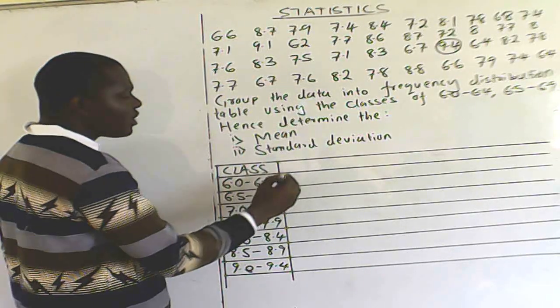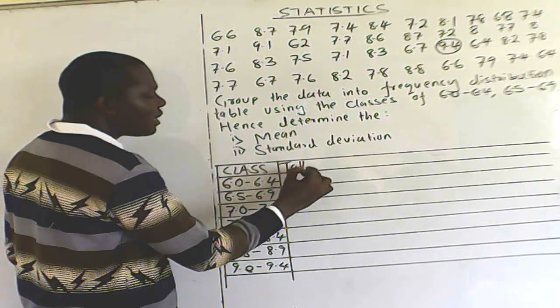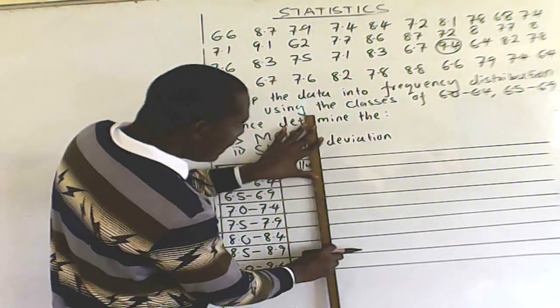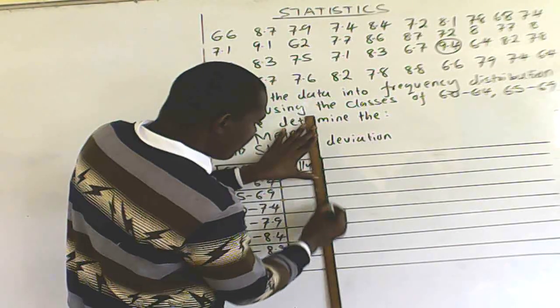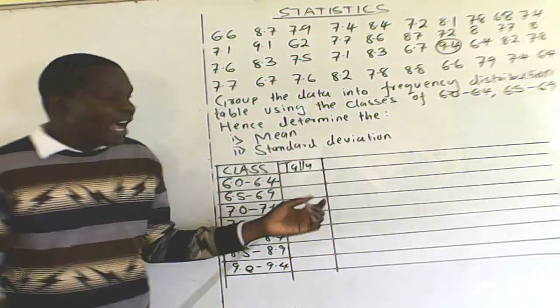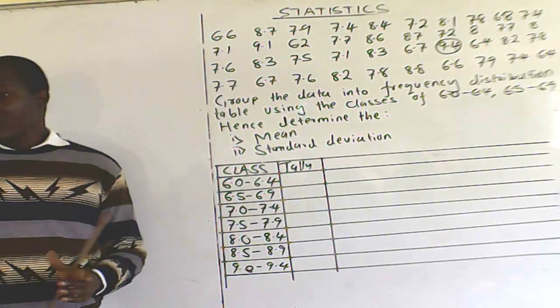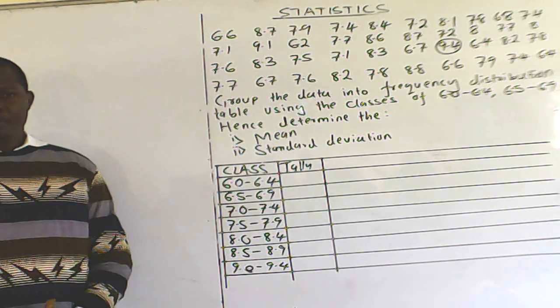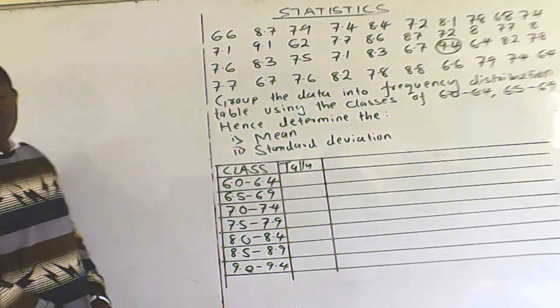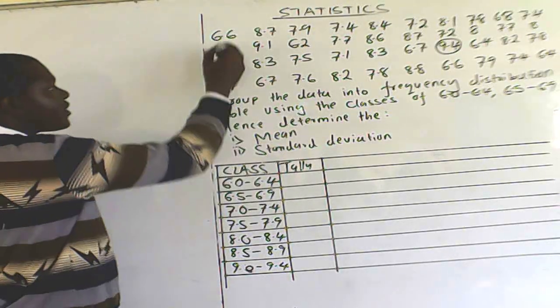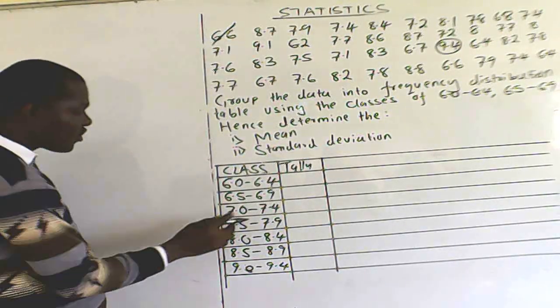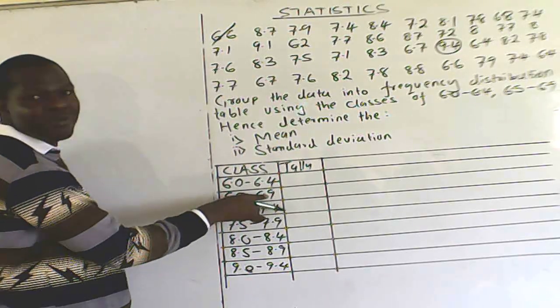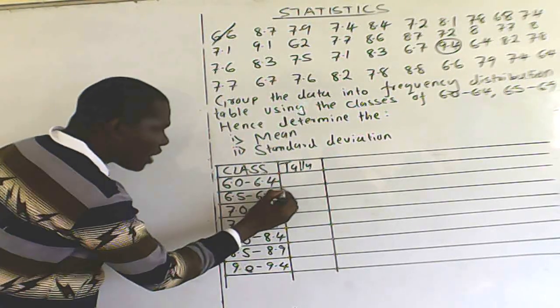For us to get the frequencies, we tally. We tally the data to get the frequencies. So have the column for tallying to give us the frequencies. Are we together? So start tallying. You cross, then you count. So 6.6 is in which class? It's between 6.5 to 6.9. So you count it there.